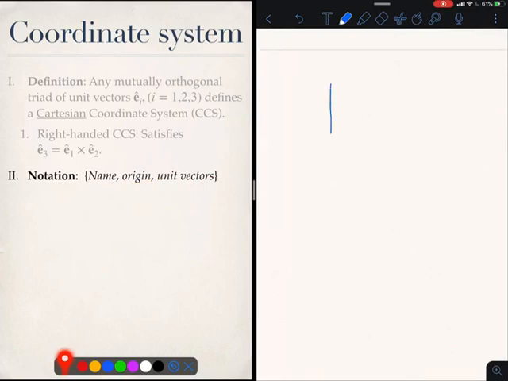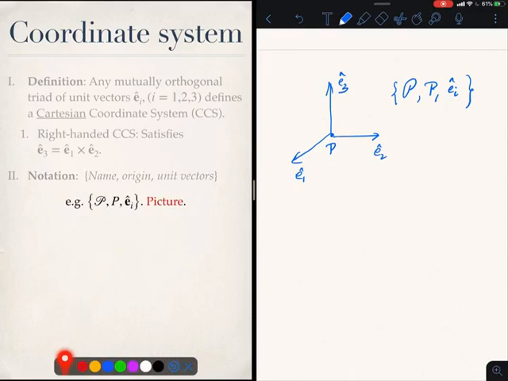If we have a coordinate system, for example, like that, that's a coordinate system given by 3 mutually orthogonal unit vectors, and usually there is an origin for the coordinate system. Let's call it P. Then the way we are going to give this coordinate system a name, I have this over here. So this coordinate system will be identified as a name. That's the name of the coordinate system, its origin, and the set of unit vectors which define the coordinate system. Okay, so that's what it is.